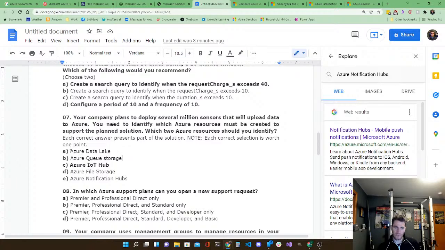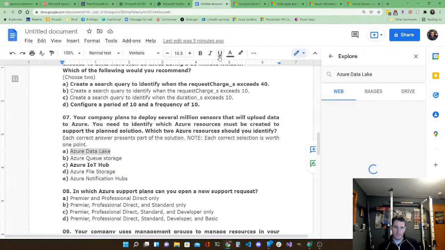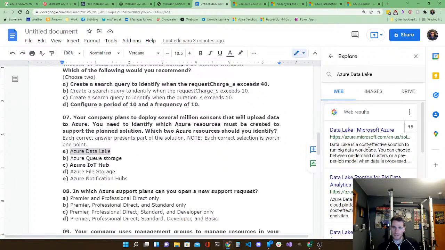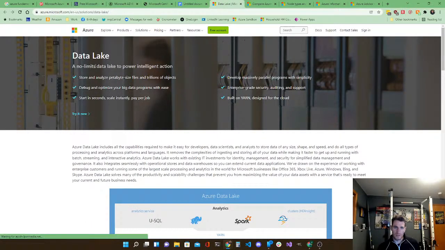Like I said before, data lake is really just like this big data storage. Cost-effective solution to run big data workloads. Choose between on-demand clusters or pay per job. Let's read more about it. No limits data lake components. Store and analyze petabyte-sized files, trillions of objects, debug and optimize your big data program with ease during seconds. Develop massively parallel programs.